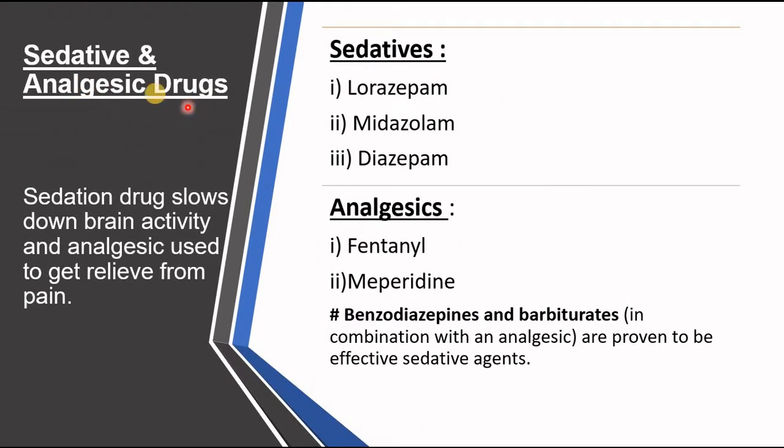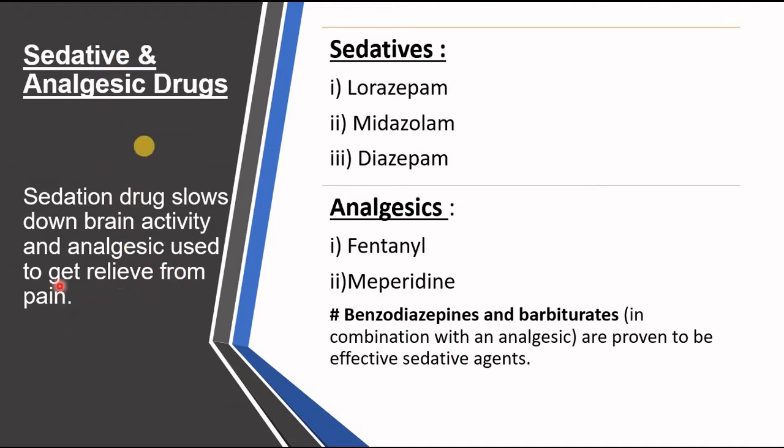So, what are the sedative and analgesic drugs? Sedation drug slows down the brain activity. Basically, the purpose of sedative drug is to slow down the brain activity. Analgesic drug is used to get relief from the pain.